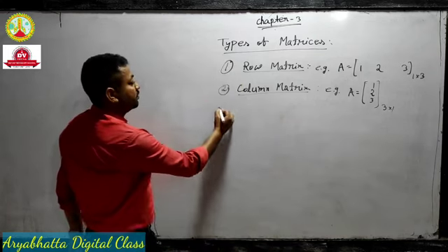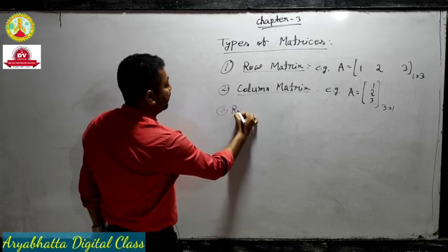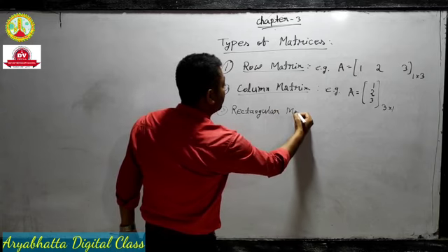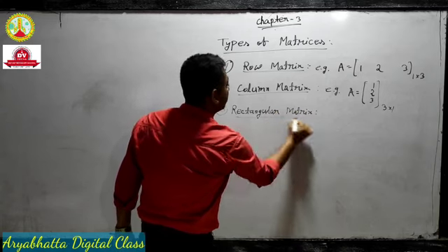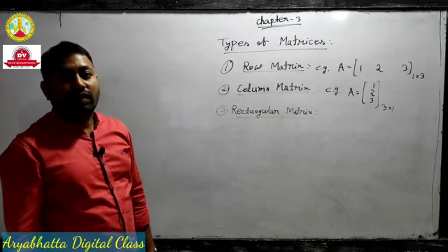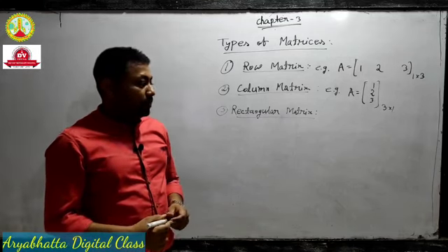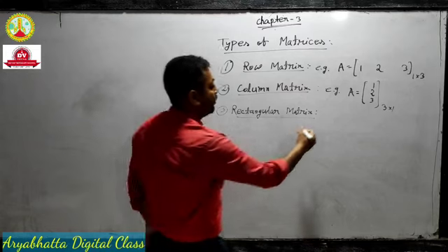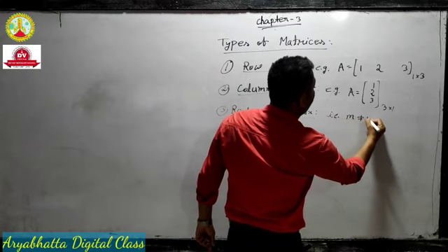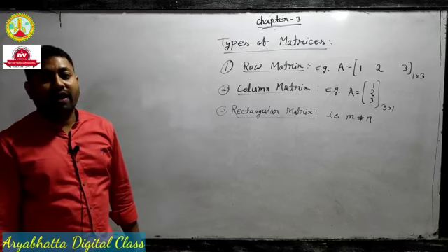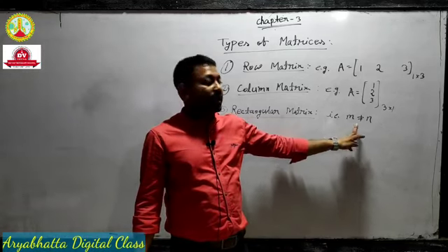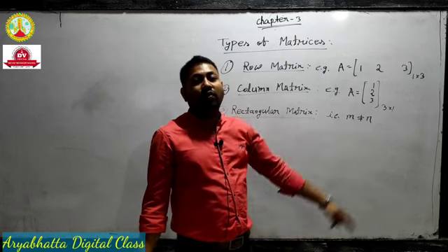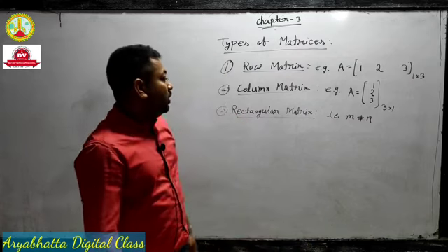Next, rectangular matrix. What is a rectangular matrix? If the number of rows is not equal to the number of columns, that is, m is not equal to n, where m means the number of rows and n means the number of columns, that matrix is called a rectangular matrix.